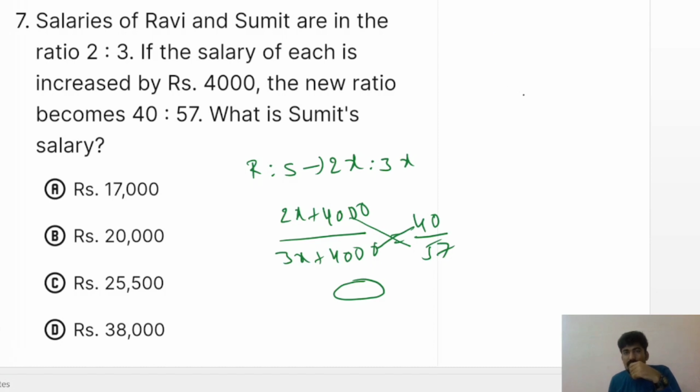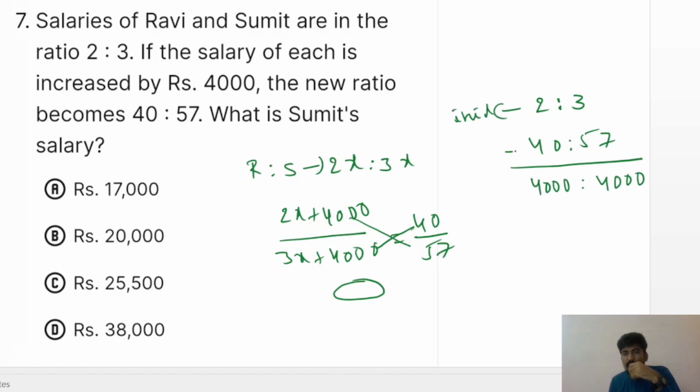There is a shortcut for this question. Initially the ratio is 2:3. After adding the 4,000 rupees, the ratio will be 40:57. So the added value you have to write here: initial ratio, new ratio after adding, and the added amount. You have to cross multiply here. So 2 into 57 is 114, minus 40 into 3 is 120. Here 120 minus 114.